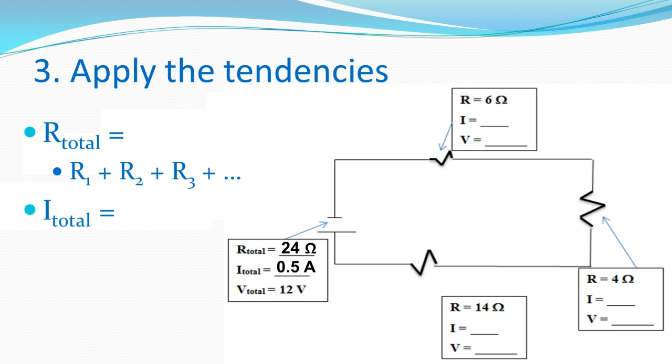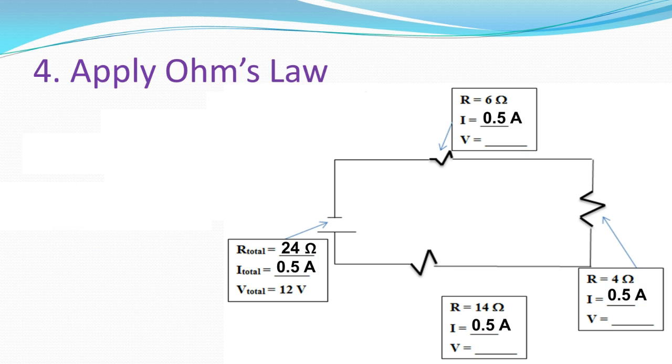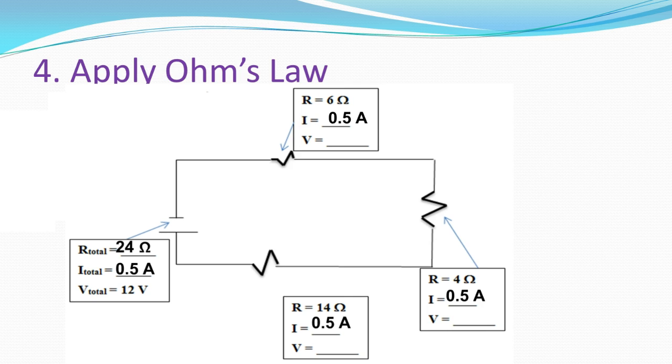0.5 times 6 gives me 3 volts. 0.5 times 4 gives me 2 volts. 0.5 times 14 gives me 7 volts. Not only was I able to find each of those voltages, but if I add them up, 3 plus 2 is 5, 5 plus 7 is 12, I get my total voltage. Each of the individual voltage drops adds up to the total voltage of the circuit in a series circuit.